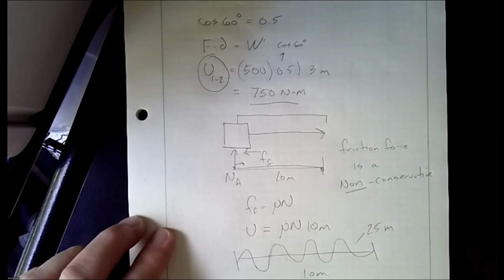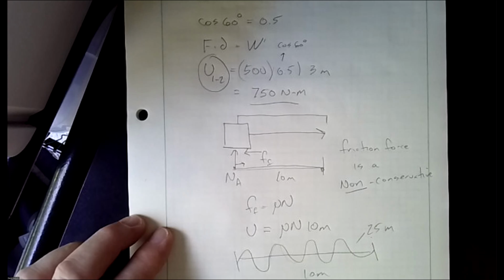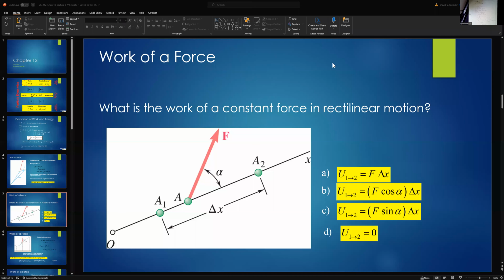All right, so let's go back. And so on this slide, that's what that's referring to. So it says, what is the work of a constant force in rectilinear motion? Then we can see that U from 1 to 2 is just going to be F cosine alpha times the change in distance. So just as I explained.